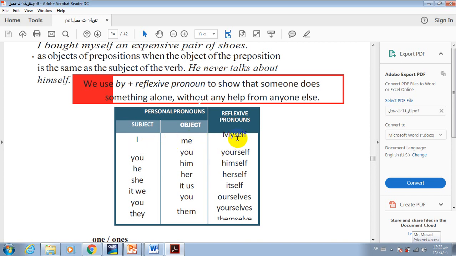I, myself; you, yourself; he, himself; she, herself; it, itself; we, ourselves; you, yourselves; they, themselves. They are the subject pronouns and the reflexive pronouns for them. Okay.